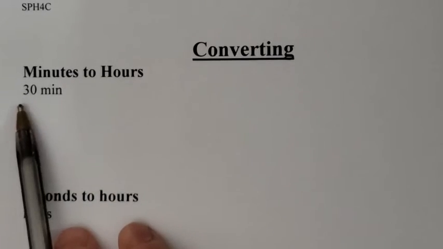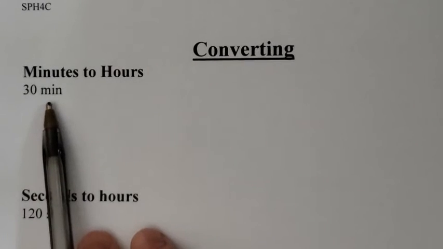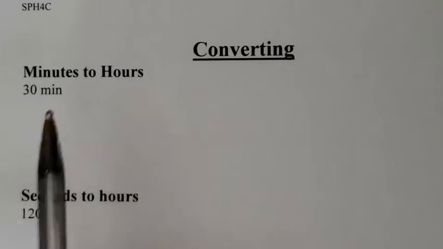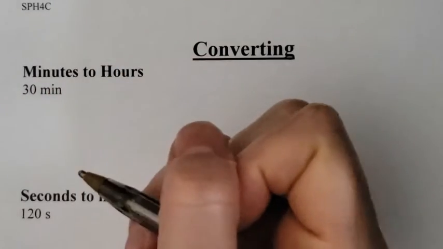For instance, if I say, all right, how many hours is 30 minutes? You actually know it's half an hour. Half an hour is 0.5 hours, and you could just write that down. But let's go through the way that'll work for all examples.